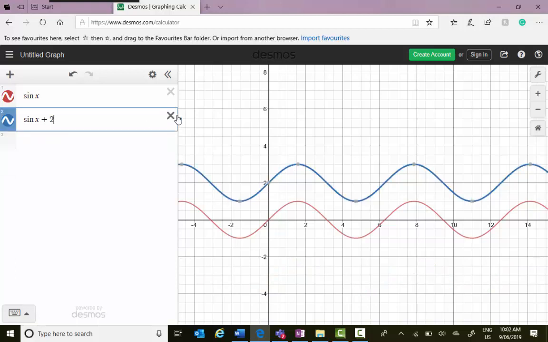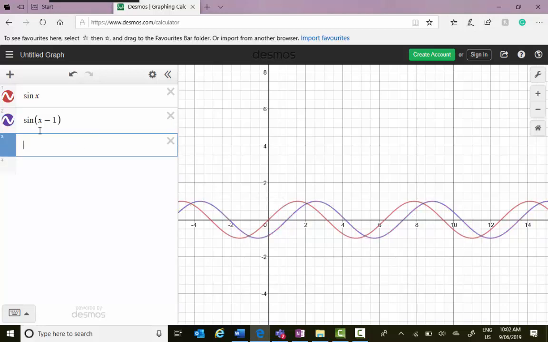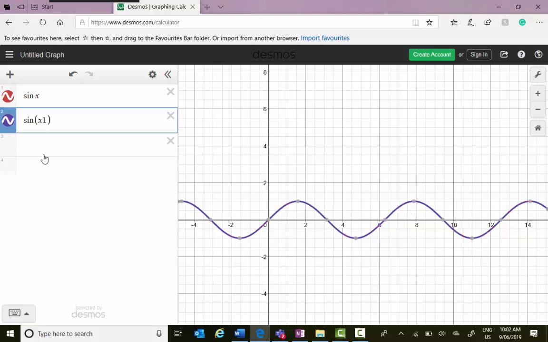Alright, that's great. Now the next bit I have to do is the C value. Let's do sine of x take 1 and see what happens. So what's actually happened here is that the starting position of the wave has been moved across 1 in that direction. Let's see what would happen if I did sine of x plus 1. Make that a plus instead. Okay, so it's moved it across that way. So if you go plus, it moves it to the left. If you go take, it moves it to the right.